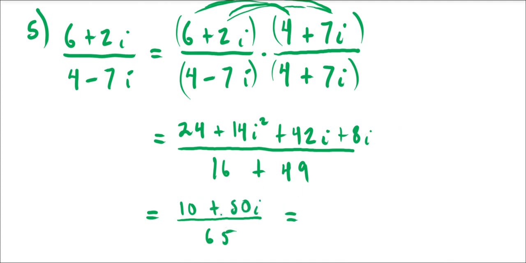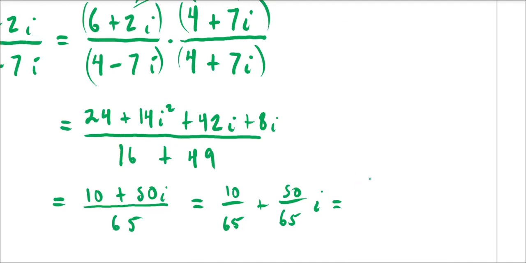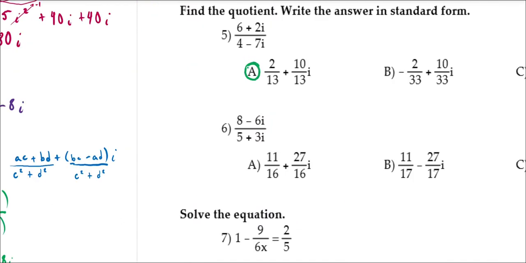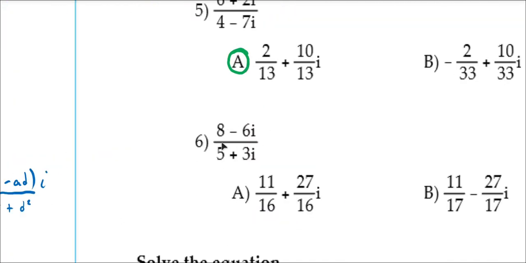Now we can split up these two fractions and reduce them. 10 over 65 reduces to 2/13, and 50 over 65 reduces to 10/13. So that gives us the following complex number as our quotient, which we see is right here. That's a good sign. So now pause the video and see if you can't get this one on your own. And let's see how you did.